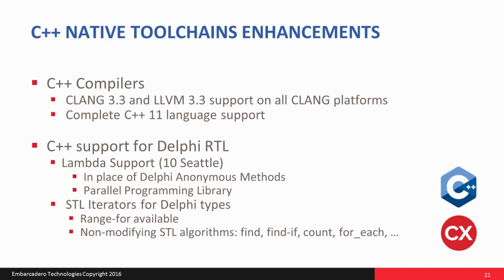That's quite significant. Also, to leverage the C++ features, you need to be able to mix and match Delphi RTL classes or core library classes with the language features on the C++ side. We already had support for Lambda in 10 Seattle, but now we are adding to this the ability to use STL iterators for Delphi types. And I do have a short demo of that I want to share with you.